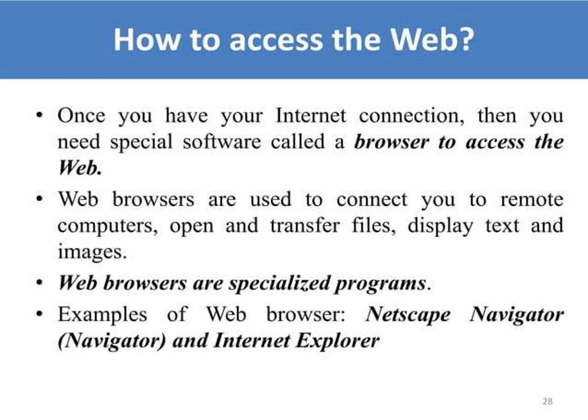The next topic is how to access the web. Once you have an internet connection, you need special software called a browser. The browser is used to access the web. The web browser is used to connect to a remote computer, open and transfer files, and display text and images. Web browsers are specialized programs. Examples of web browsers: Internet Explorer, Google Chrome, Netscape Navigator. These are examples of web browsers.